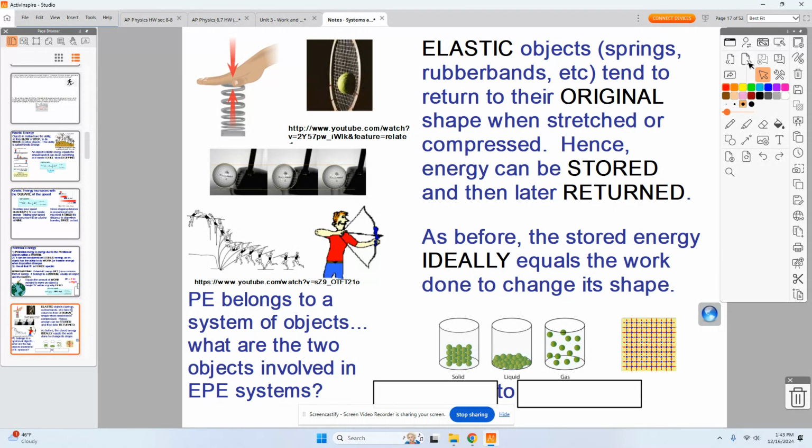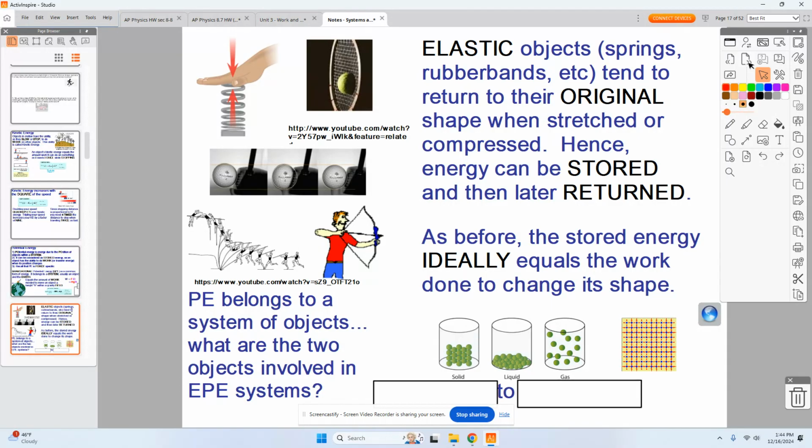Instead of using it with string, I could just do this. Would you agree that I'm still storing energy in the shape of that? So the string is just a way for me to be able to do the work on it, to be able to store. The energy comes in the storage of that shape. So where's the system? What's the system involved?